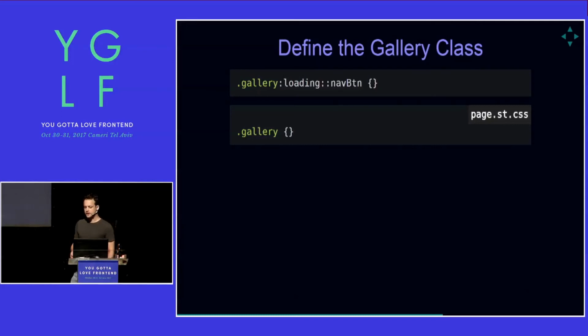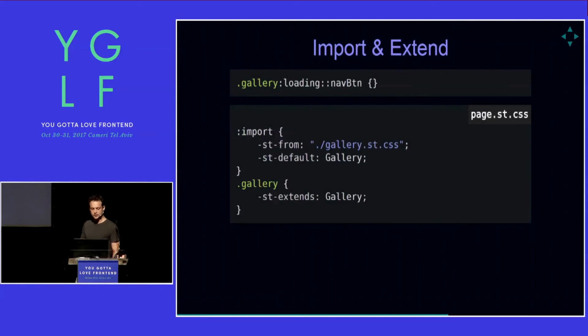We define a normal CSS class for our gallery, the gallery class, and let's make our gallery class a gallery component. For that, Stylable provides us with the Stylable import rule. We can import the definition of our gallery style sheet into our page style sheet, and we can use the -st-extends rule in order to tell that gallery extends the gallery definition, making the gallery class a gallery component, and giving us access to the gallery component style API.